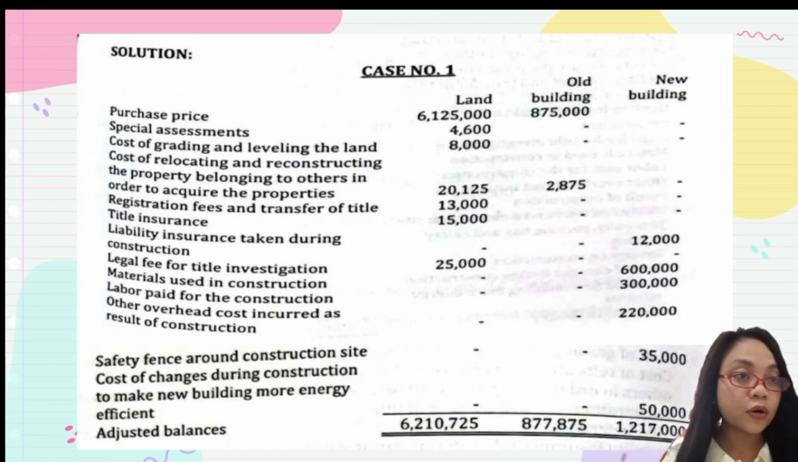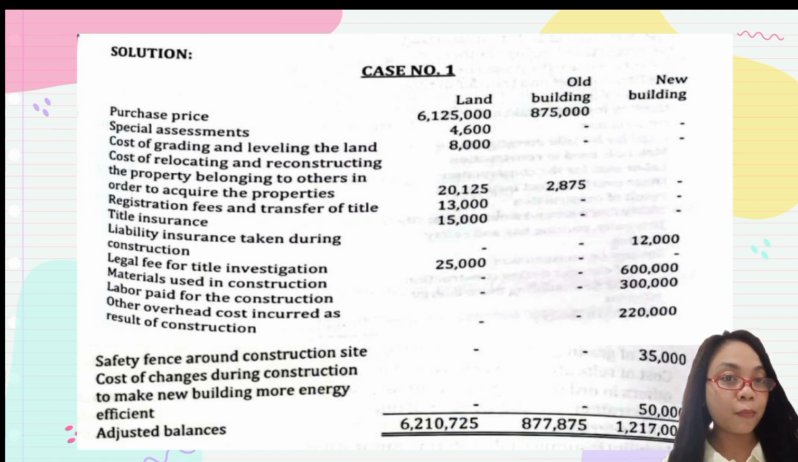Next, you have the cost of relocating and reconstructing the property belonging to others in order to acquire the property. This is the expense you incur when moving properties that are still on the building or reconstructing properties for your ownership. So, it is attributable to both the land and the old building.